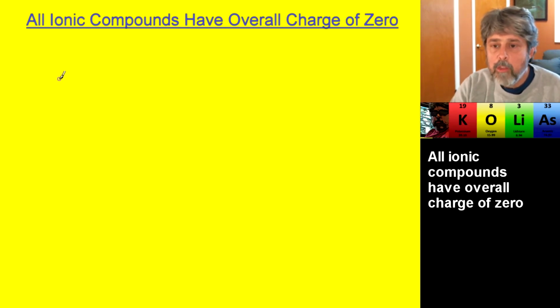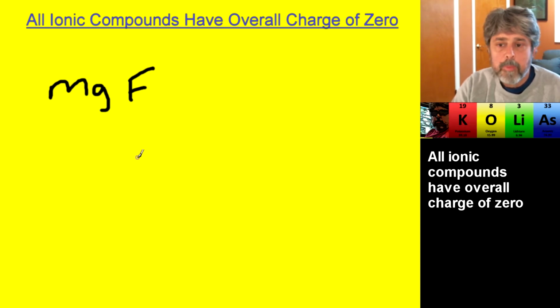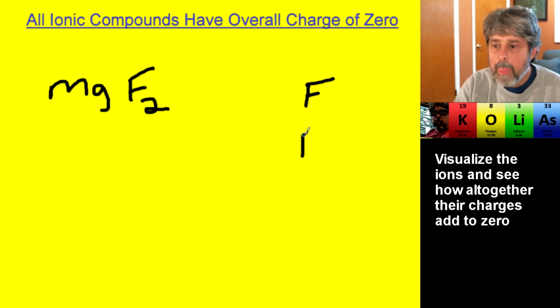Okay, so let's look at another one. Let's say we have some magnesium and some fluorine. There we go. That's the formula unit for when magnesium and fluorine come together. So let me show you why these end up having an overall charge of 0. So let's take the fluorines. We have 2 of them. And we know that fluorines carry a charge of -1. So then we have 1 magnesium.